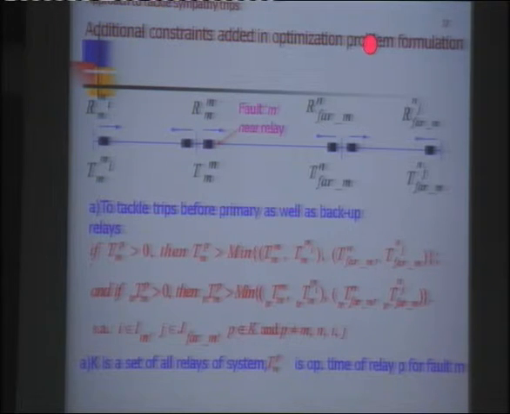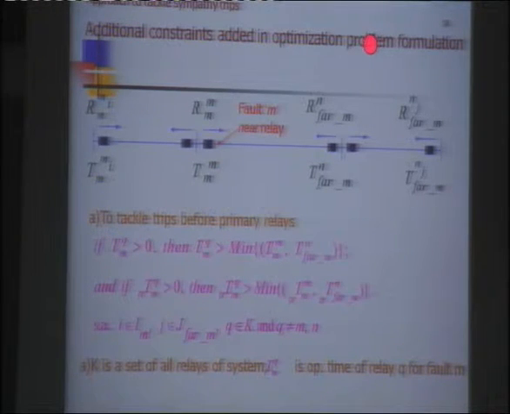So in this approach we are trying to reduce the backup time. So T backup, that means the operating time of the backup relay, is greater than the operating time of the primary relay by a minimum margin, but that margin is attempted to be reduced in the objective function so that it does not get delayed beyond the specified margin, that is say 0.2 second, 0.02 second, 20 milliseconds. Okay.